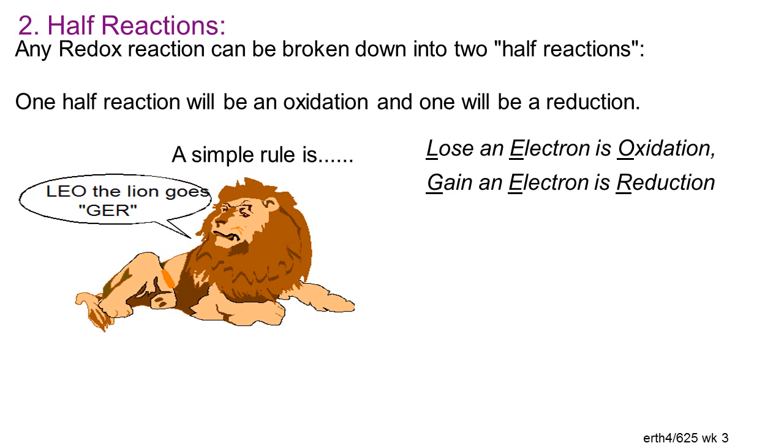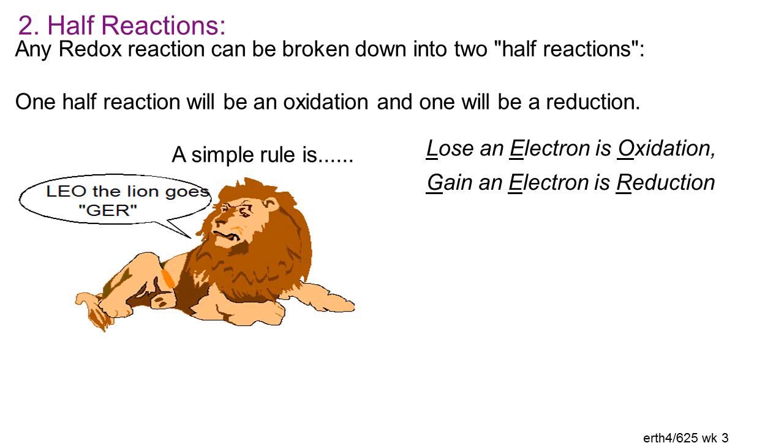There are all sorts of different mnemonics out there to remember this. The one I was taught as a student is that Leo the lion goes grr, which stands for lose an electron is oxidation and gain an electron is reduction. You can always apply this simple memory trick and look at the bookkeeping of the various oxidation states to decide which chemicals are being oxidized and which chemicals are being reduced.